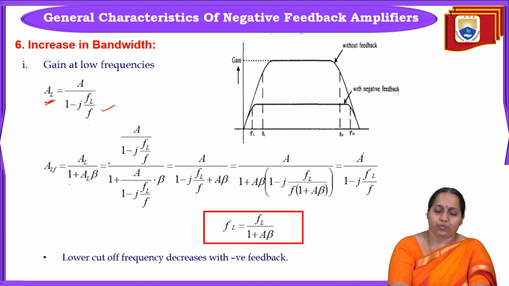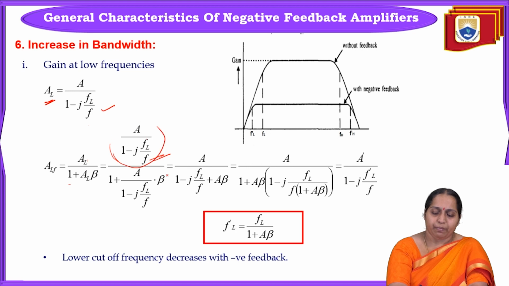So this is equal to replacing AL by A by 1 minus jFL by F, and that divided by 1 plus AL into beta.